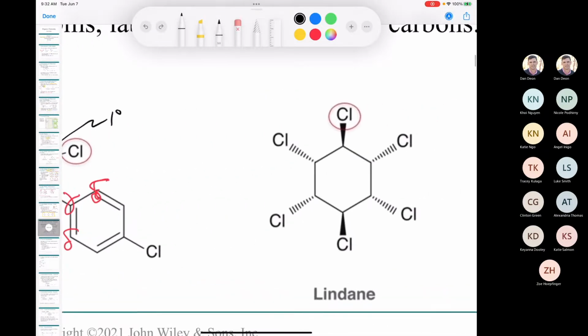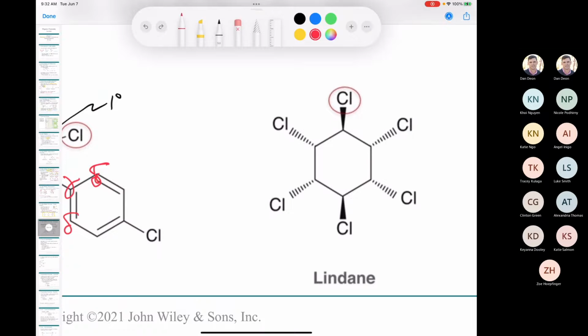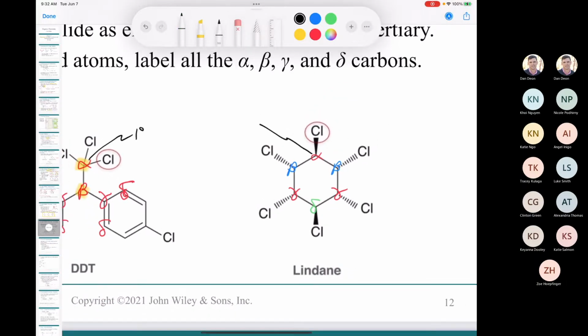If we go over to lindane, you can see that every one of these chlorines has an alpha carbon attached to it. I'll just pick one of them. So we have an alpha carbon, this would be the beta carbon, this would be the gamma carbon, keep going, and then this would be a delta carbon. So they share this delta carbon. And what kind of alkyl halide would this be? The alpha carbon that I have the black line drawn to, would this be a primary, secondary, or tertiary alkyl halide? Can anybody tell me? Exactly, it's secondary.